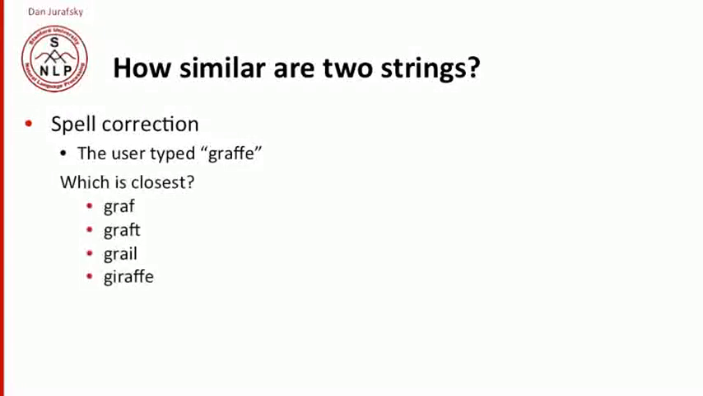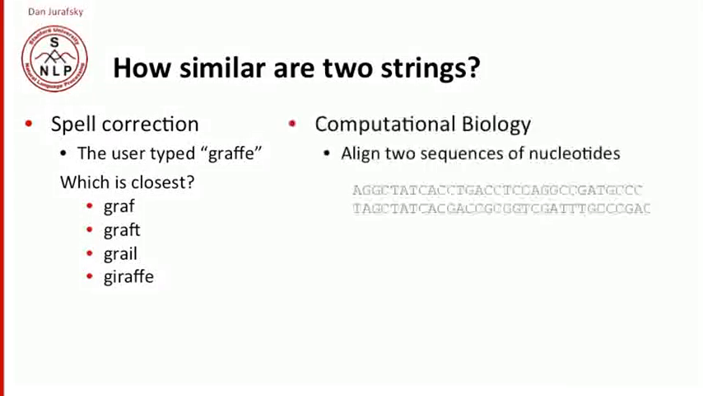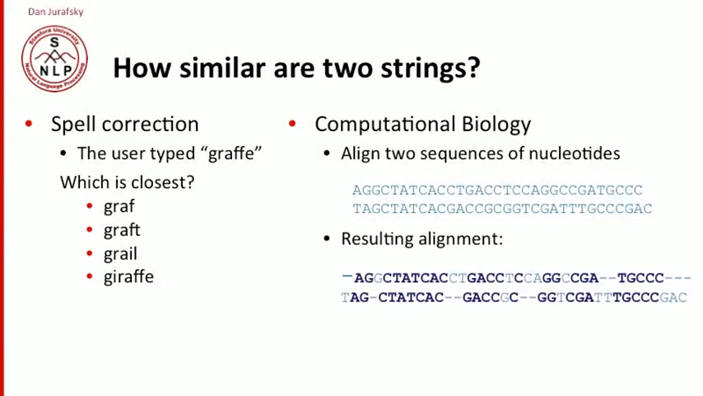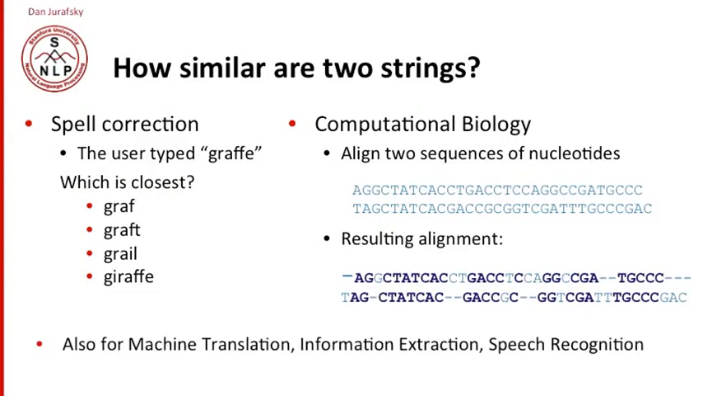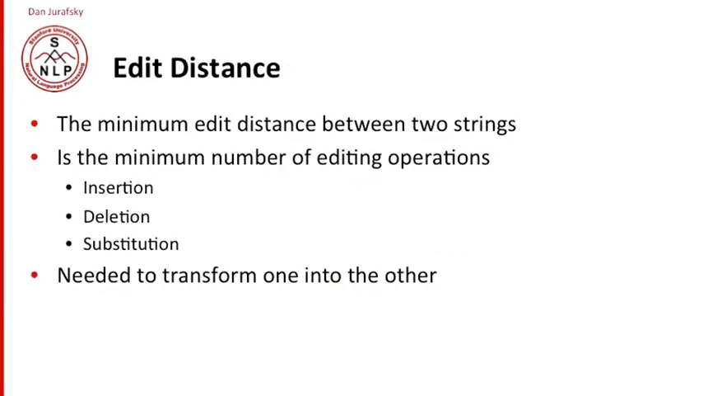One way of operationalizing this question is asking which of the following words is closer to the letters that they typed: graph, graft, grail, or giraffe. The problem of string similarity comes up also in computational biology, where we have sequences of nucleotides, A, C, G, T, that we're trying to align, and a good alignment should be able to tell us that two particular sequences, perhaps from two samples, line up in a certain way with some amount of error. And this idea of string or sequence similarity comes up for machine translation, for information extraction, for speech recognition. It comes up everywhere.